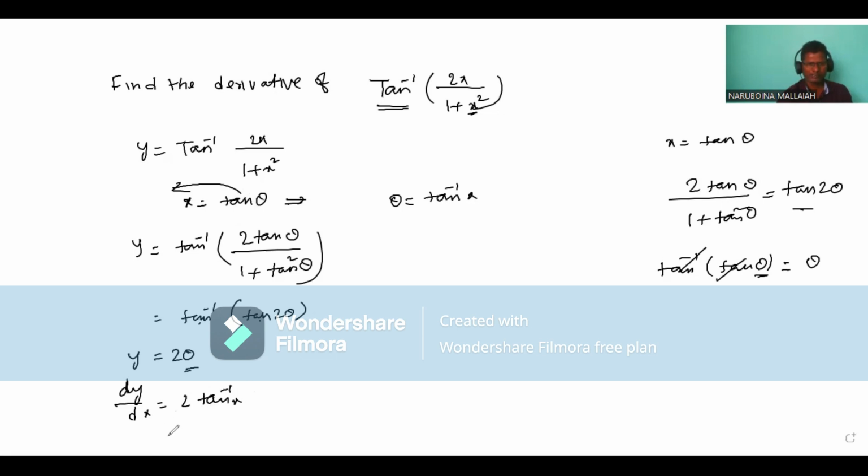Now differentiate this. 2 into the derivative of tan inverse x, which is 1 by 1 plus x square. So dy by dx of this function is 2 by 1 plus x square. This will be the required answer.